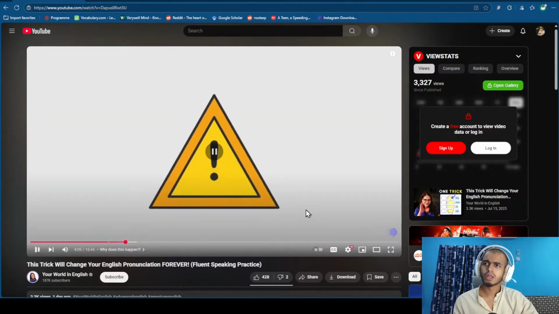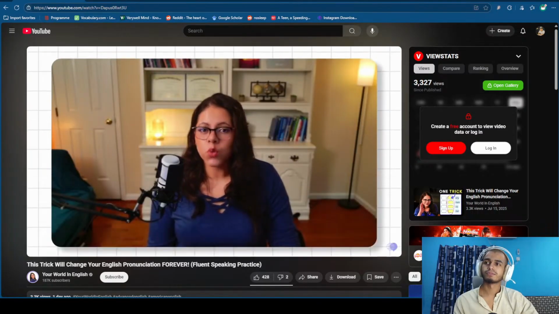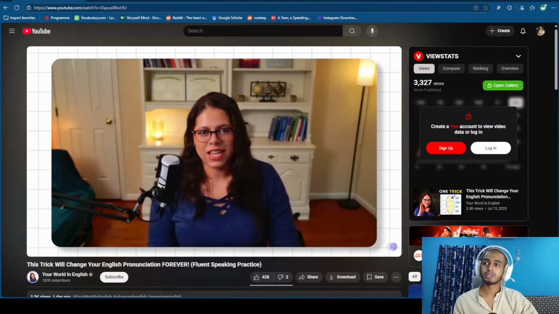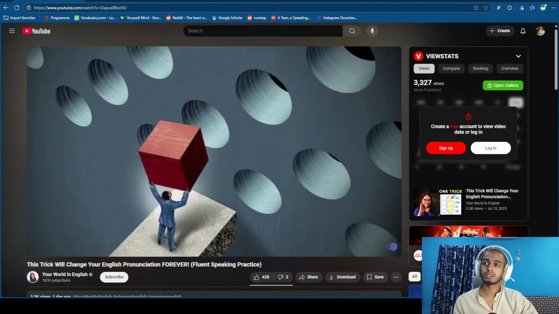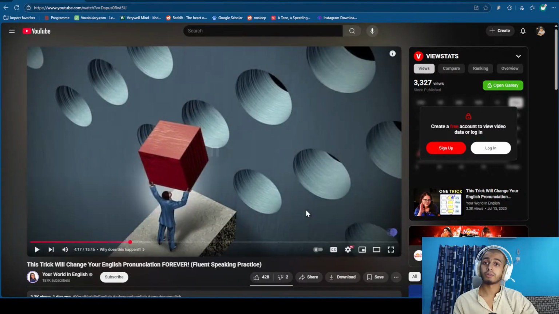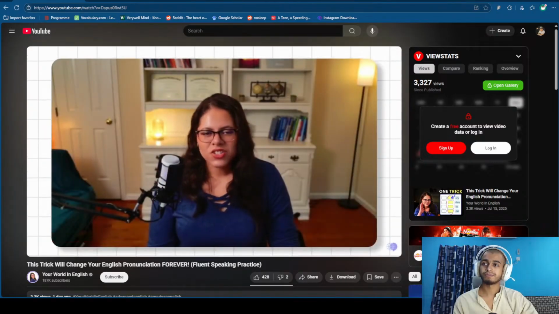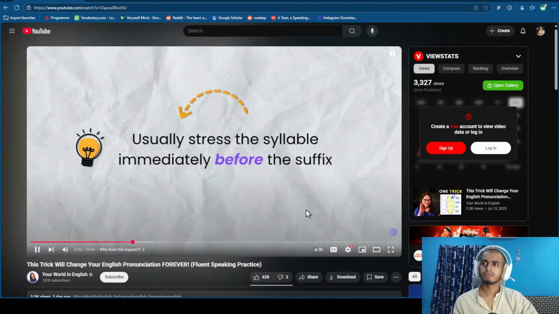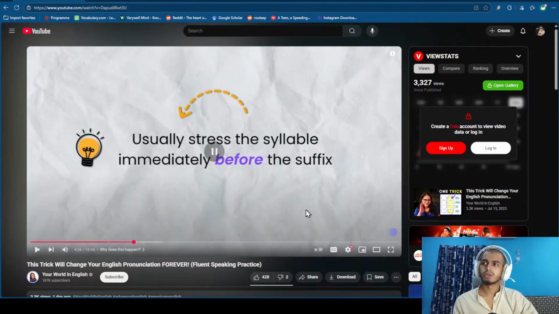But you need to be really careful. I often hear speakers of Romance languages making more pronunciation mistakes because they try to use the stress patterns from their language, not from English. So remember that in English, we don't stress the suffix. We usually stress the syllable immediately before the suffix.